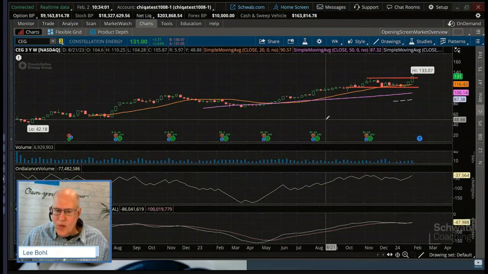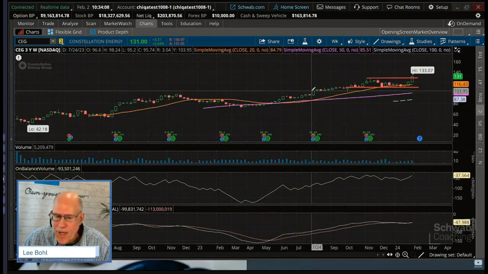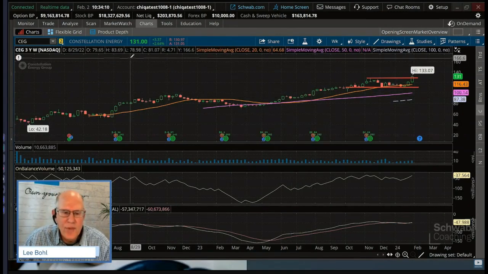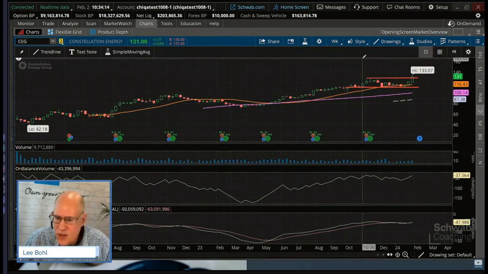So that's one way to do it. Now, you can also do a moving average cross with this volume pattern. I didn't really get any when I tried that, but let's try it again. Maybe we got a new one.